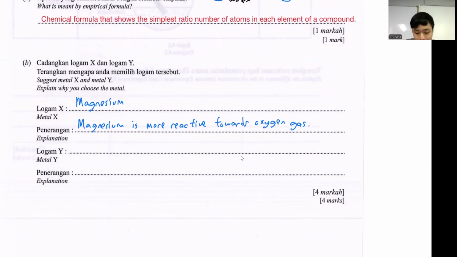Metal Y. Metal Y is copper. Reason? Why is it not magnesium? Why does magnesium oxide not react with hydrogen gas? Because in the electrochemical series, magnesium is more reactive than hydrogen. Hydrogen cannot displace magnesium.